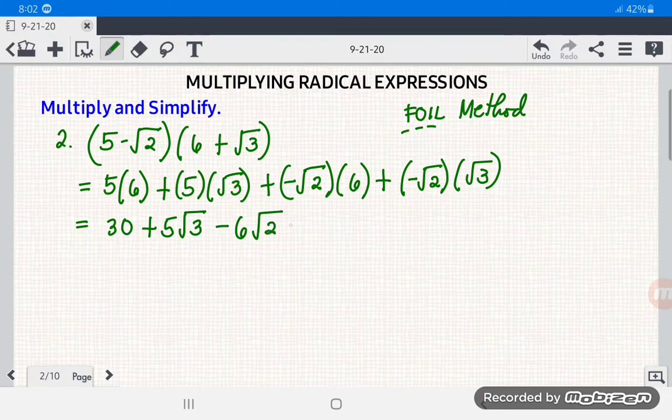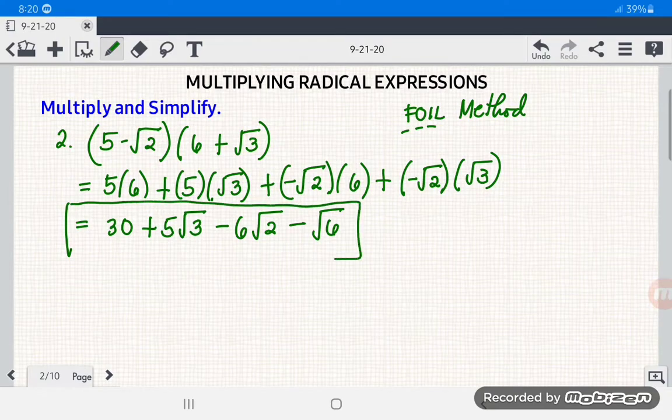Then minus, because negative 1 times 1 is negative 1, then you just multiply the radicands. 2 times 3 is 6, so square root of 6. So this is the answer for number 2. We have 30 plus 5 square root of 3 minus 6 square root of 2 minus square root of 6.